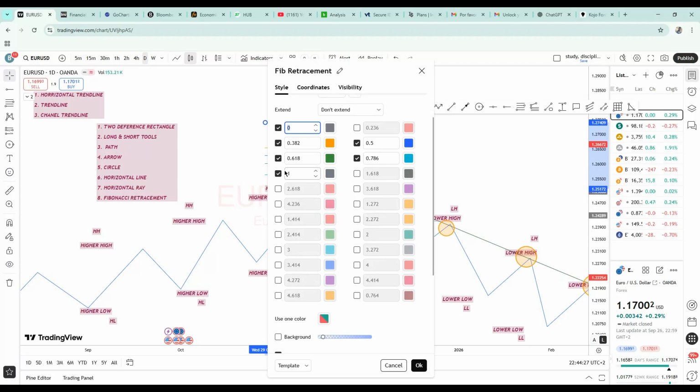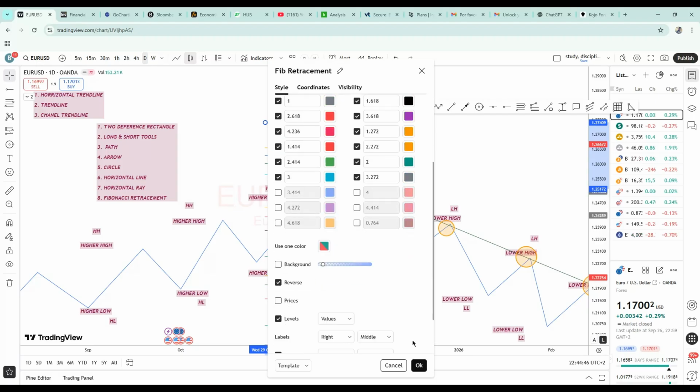If you are using this for the first time, you are going to see a lot of lines. Let me turn them on so you can see. You're going to see a lot of lines on your chart. You will get confused. Sometimes the background is also going to be increased, so you're going to see a lot of color on your chart.